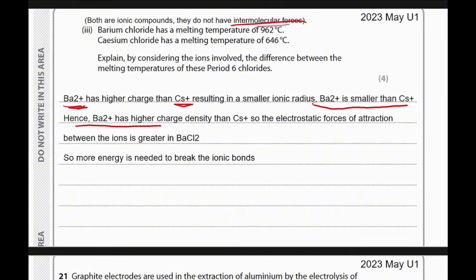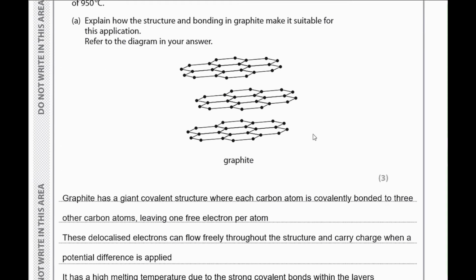Due to the higher charge density than Cs+, the electrostatic force of attraction between the ions will be greater in BaCl2. Due to the higher charge, the force of attraction between Ba2+ and the Cl- ions will be higher than between the Cs+ and Cl- ions. Since the force of attraction is higher, more heat energy is required to break the ionic bonds in BaCl2. That is why the melting temperature is higher in BaCl2 compared to CsCl.